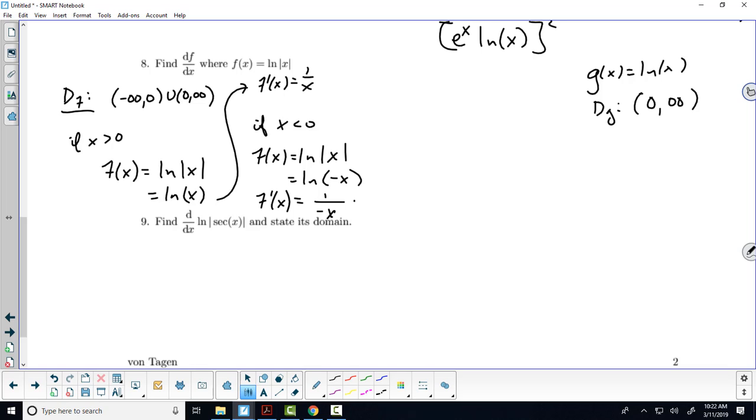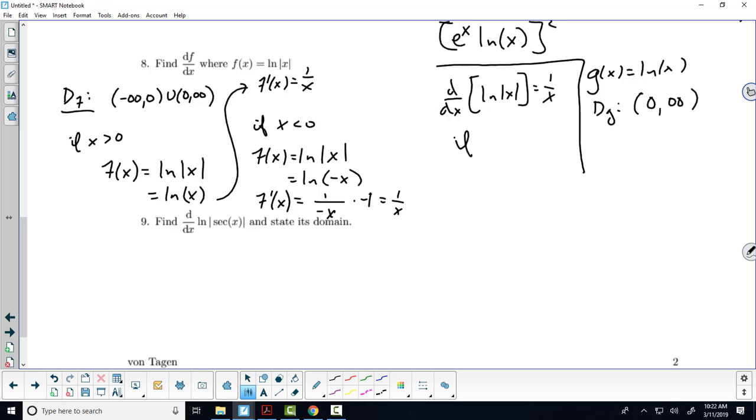But now, because there's a chain rule here, I have to multiply by the derivative of what was inside the logarithm. And the derivative of that is a negative 1, right? So we also get 1 over x. So what is the derivative of the natural log of the absolute value of x? It is just 1 over x, and this holds if x doesn't equal 0, which is great because the function itself isn't defined at 0.